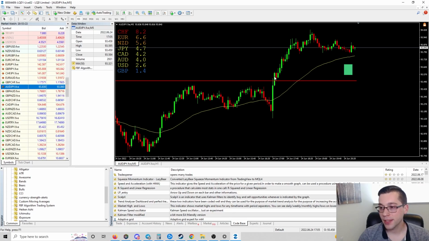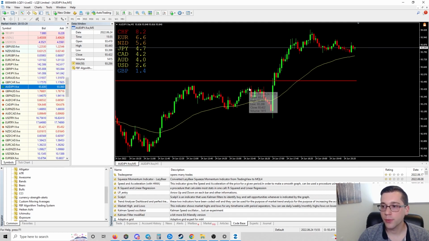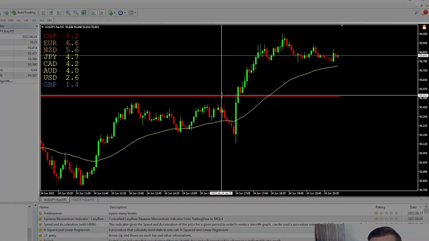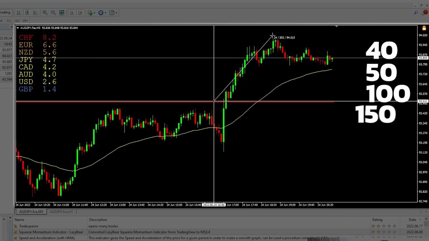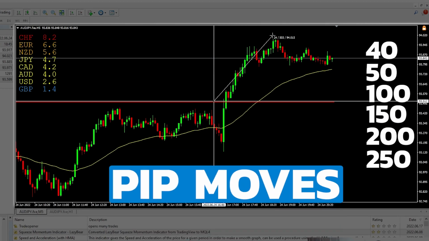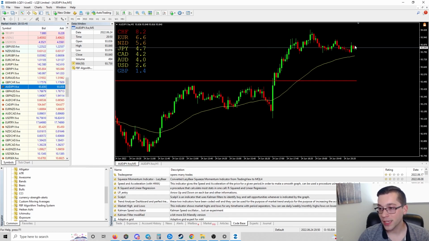So if price is above the line, we're taking buys. If price is below the line, we're taking sells. And it's really just as easy as that. And the reason why it's so strong is because there will be literally zero drawdown from your entry, and you'll catch moves of 40, 50, 100, 150, 200, 250 pips in the markets, where you're able to actually take on a little bit more risk than average because you're getting out really quick.